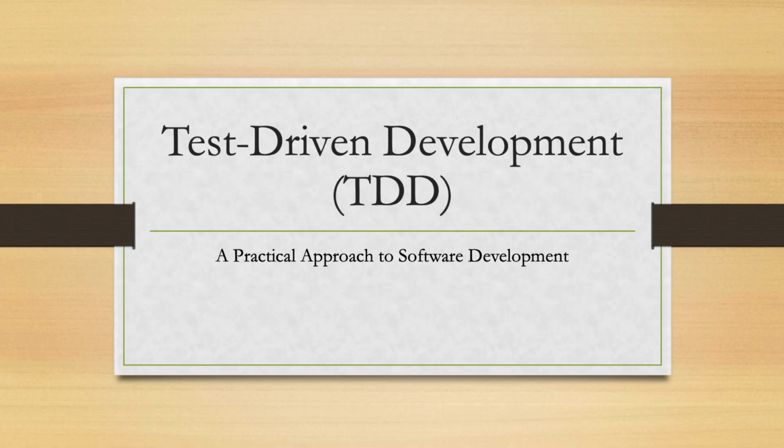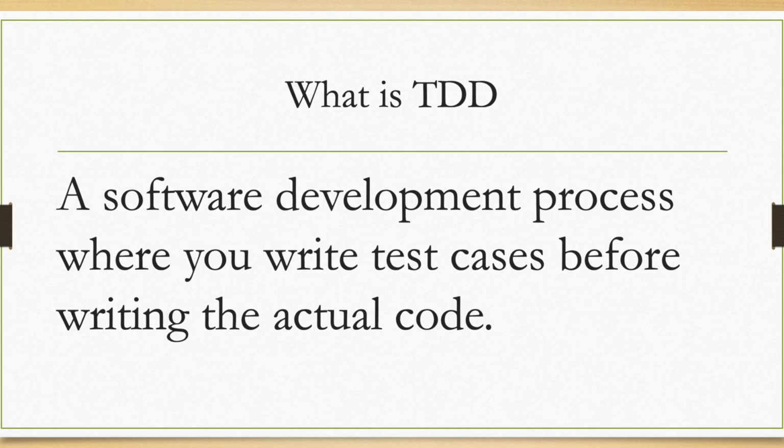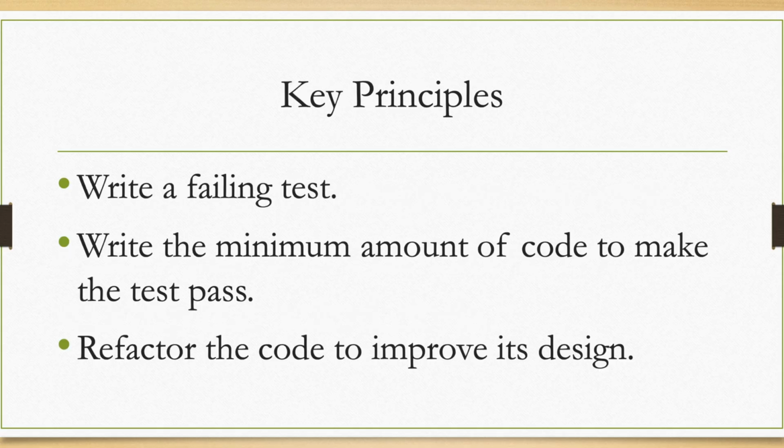In this tutorial, you will learn about doing test-driven development in practice. The steps are like this: you write a failing test, then you write the minimum amount of code to make the test pass. Then you refactor the code to improve its design.